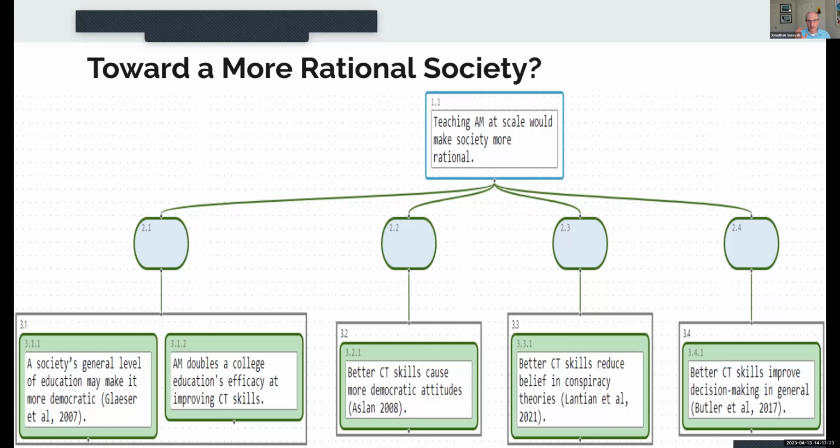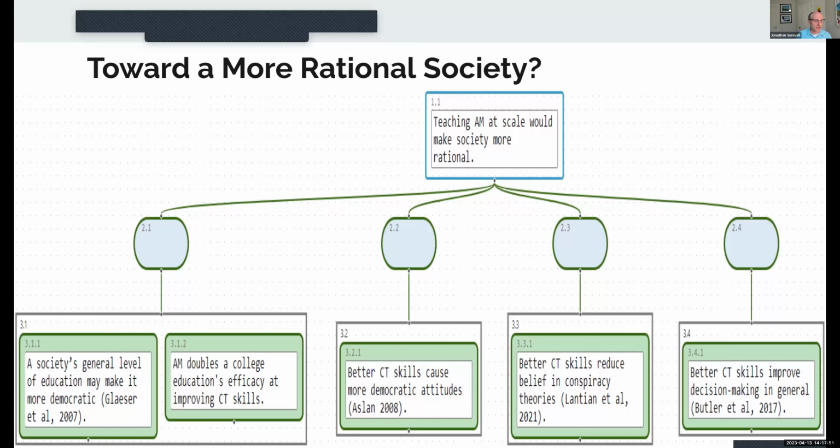Okay, so claim, contention, teaching argument mapping at scale, right? If we can open the floodgates to widespread use of argumentation, if this can become, let's say, a standard part of a college education, as its efficacy suggests it should be, then we would make society more rational. I'm using that term loosely, happy to elaborate if there's interest in that. But so why think that?